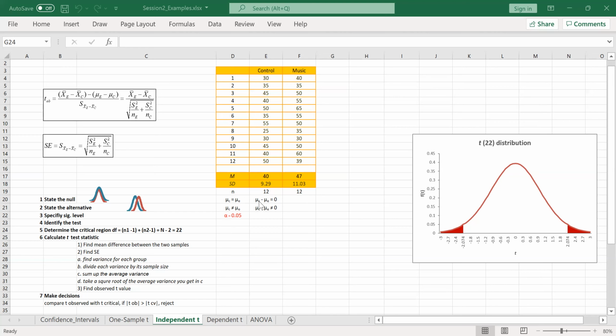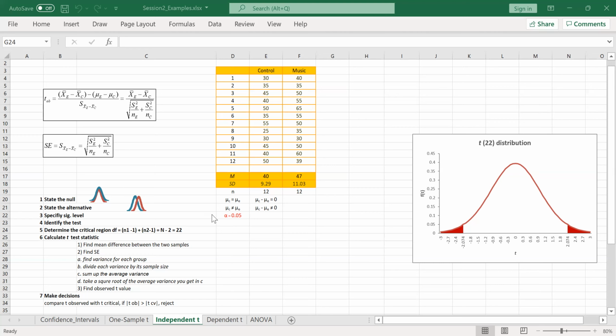So these are the notations for that. And the alternative will be the two means are not equal. And so in graphic form, the null is that the two distributions, the test distribution for the control group and the test distribution for the music group, overlap. The alternative is the two distributions do not overlap. That means the means are not the same.